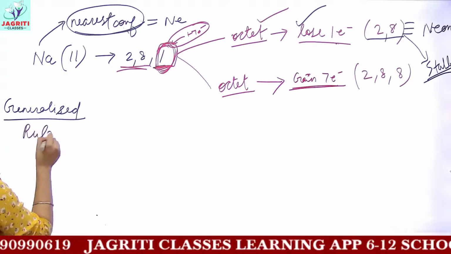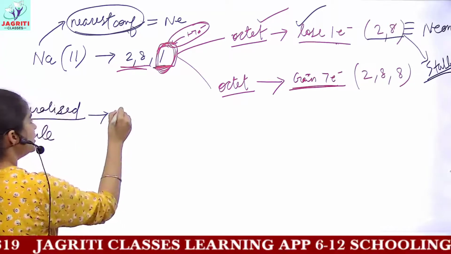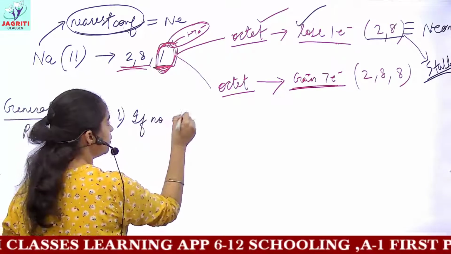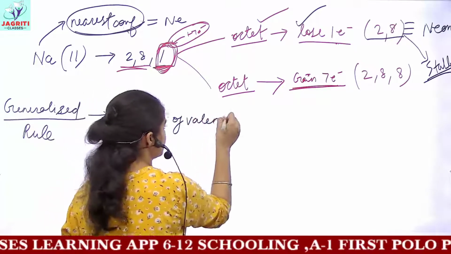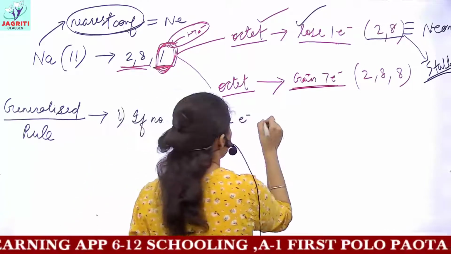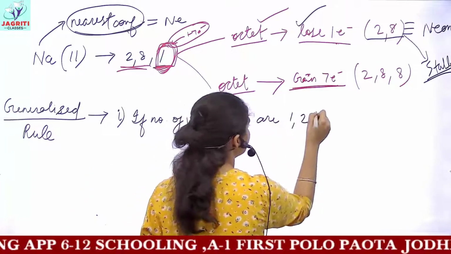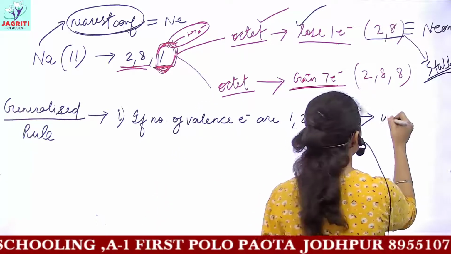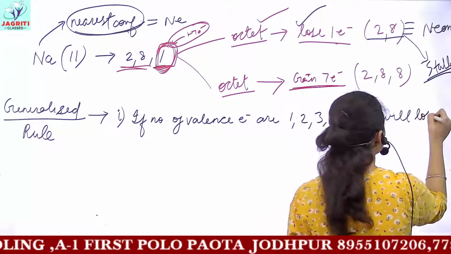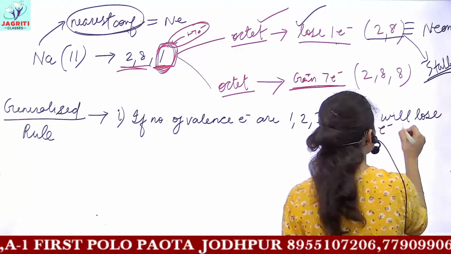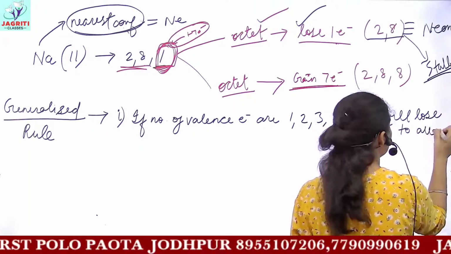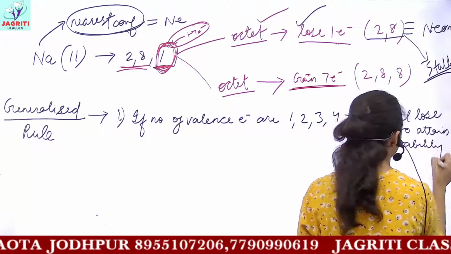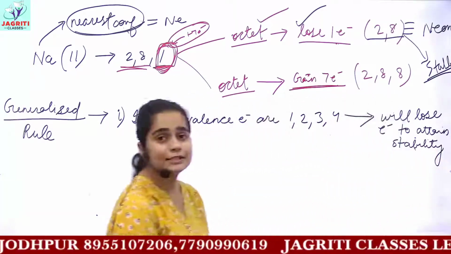The generalized rule for valency states that the first point in this rule is, if the number of valence electrons are 1, 2, 3 and 4, then such elements will lose these electrons to gain stability. So this is what the rule states.